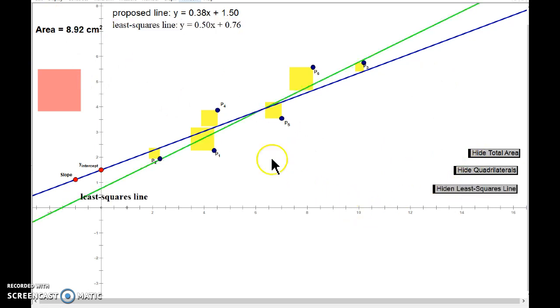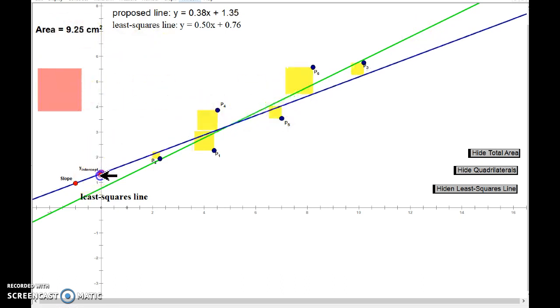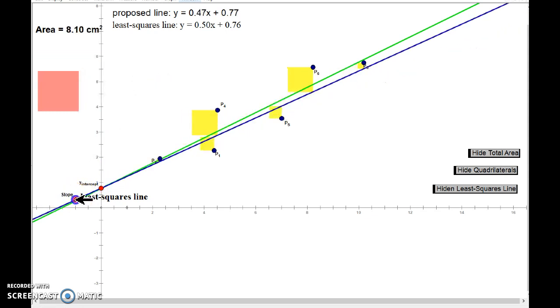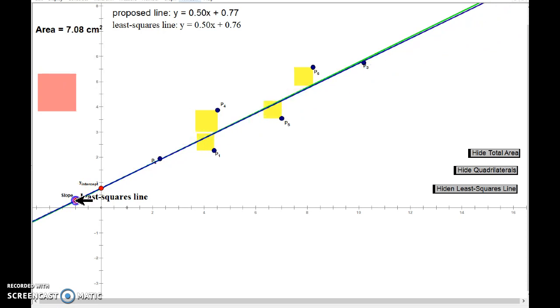Oh my goodness, I was way off. Should have played around with it a little bit more. But my area was 8.92. Apparently, this green line is better than 8.92, meaning the sum of these squares is going to be less. So let's see how much less it is. 8.92. Well, that's way higher, but I haven't done the slope yet. Yep, that's quite a bit smaller. 7.08. I'm a little bit off, but that line right there, you can't do it any better. Mathematically, there is no better line. That's the least squares regression line. Okay?